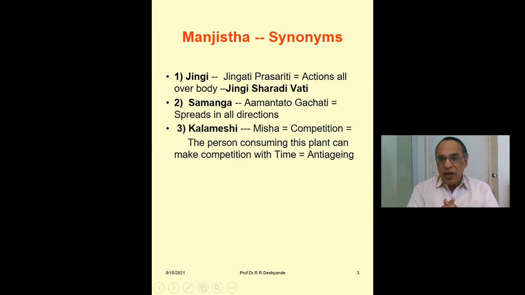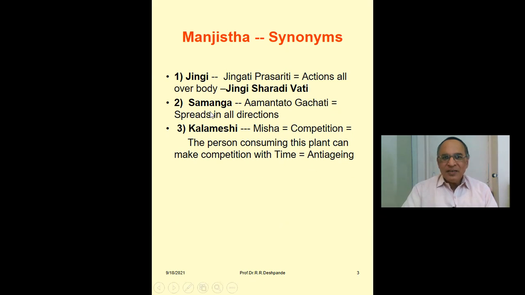So let us see the plant Manjistha. Synonyms give you an idea about the structure of the plant, its properties, and also its uses. First is Jingi, a synonym of Manjistha. Jingati prasariti, from the original Sanskrit word prasariti, means actions all over the body; prasarana relates to all the parts of our body. There is a tablet available in the market called Jingi Sharadi Vati. Vati means tablet. It is the Manjistha Sariva tablet.